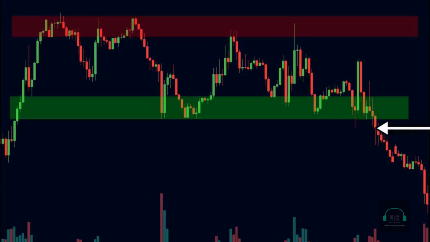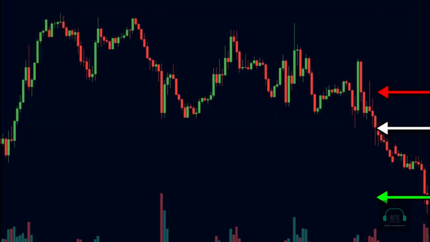So we enter on the close of this candle. We will keep our stop loss above the support level, and we will place our targets at 1:1.5 RR ratio. And as you can see, the breakout worked out in our favor.